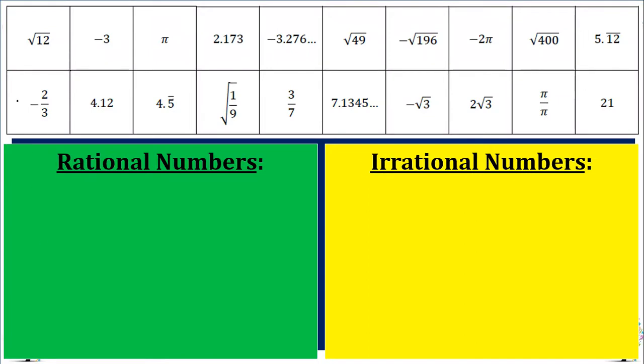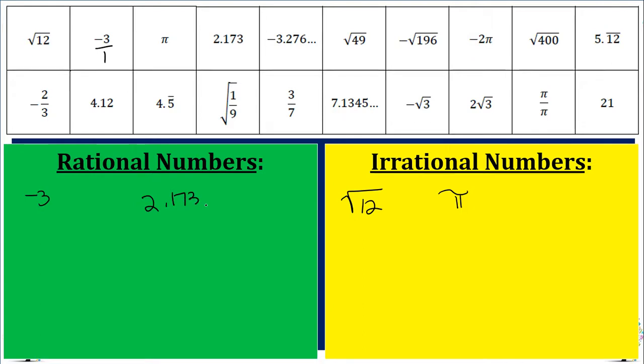Now let's take a look at these numbers and classify each. Sometimes you must simplify before you classify. So we have the square root of 12. It is a non-perfect square number. It would go on forever without repeating. -3, we could convert that easily into a ratio. We just said pi goes on forever without terminating and without repeating.